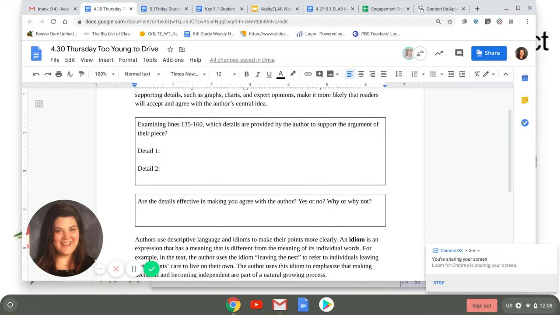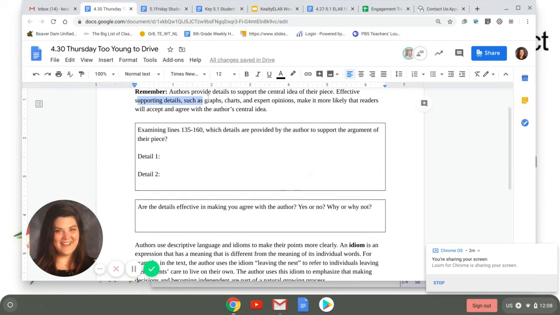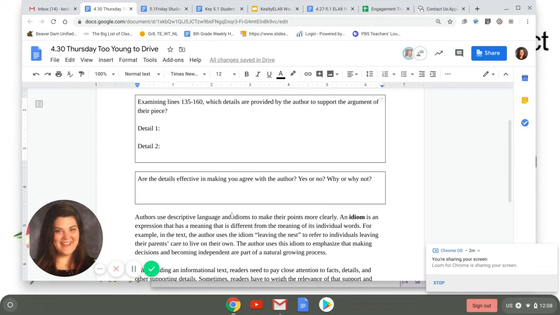So the first piece asks you to look at the author's argument, specifically from lines 135 to 160, and it asks you to pull out 2 details. So up here, right, we clarify for you supporting details such as graphs, charts, expert opinions, etc. So those are 2 of the things that you are going to look for. Then this box asks you, are the details effective in making you agree with the author? Yes or no, why or why not?